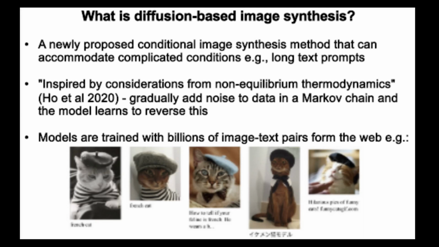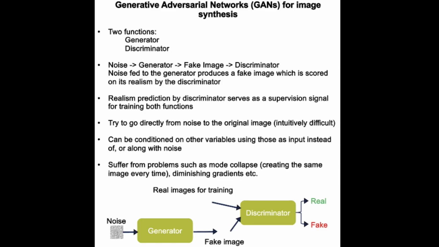As the authors of the original image synthesis using diffusion paper say, it was called diffusion because it was inspired by considerations from non-equilibrium thermodynamics. And what that means essentially is that it gradually adds noise to data in a Markov chain, and the model learns to reverse this noise addition process. These kinds of models, the ones that you might have heard of, like Stable Diffusion, DALL-E, or Imagen, are trained with billions of image text pairs from the web. So you have an image, and the condition that it's conditioned on is the text that corresponds to that image. So that was an overview of what diffusion-based image synthesis looks like.